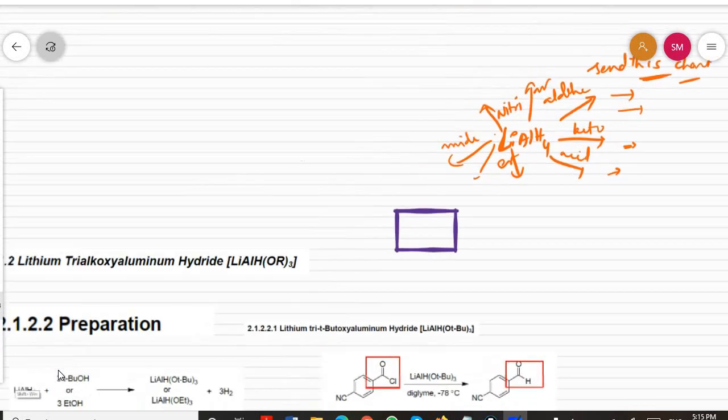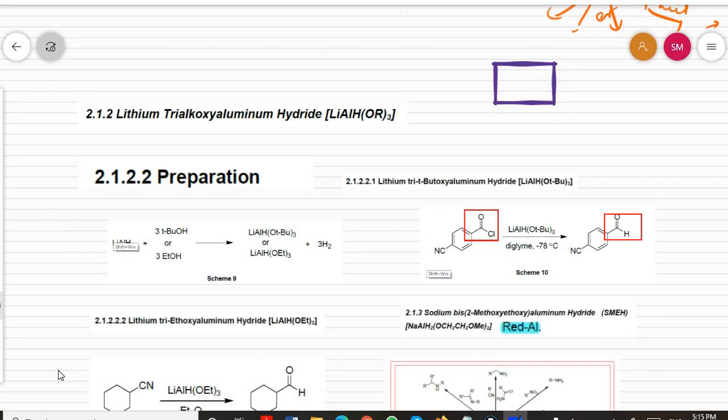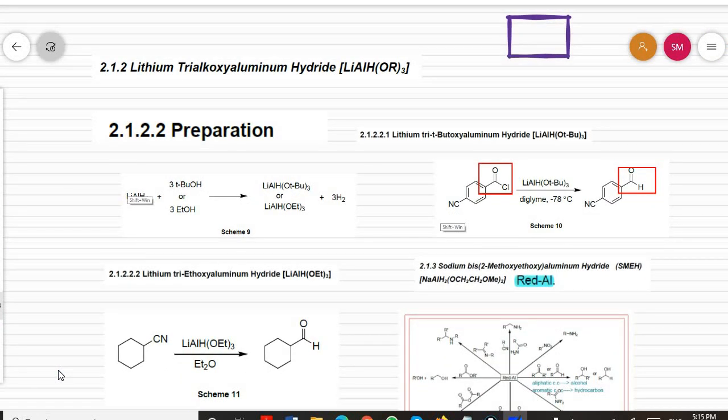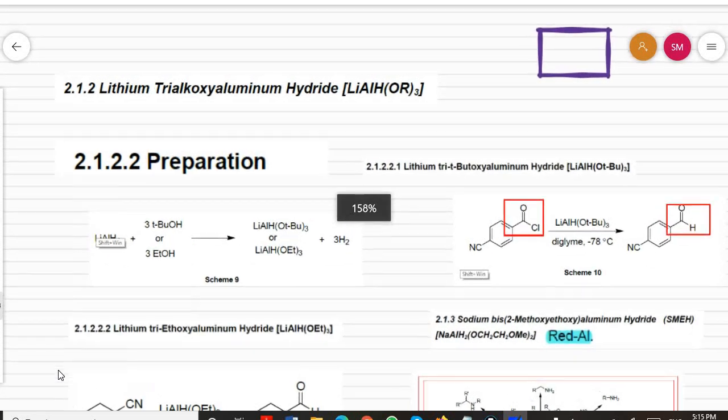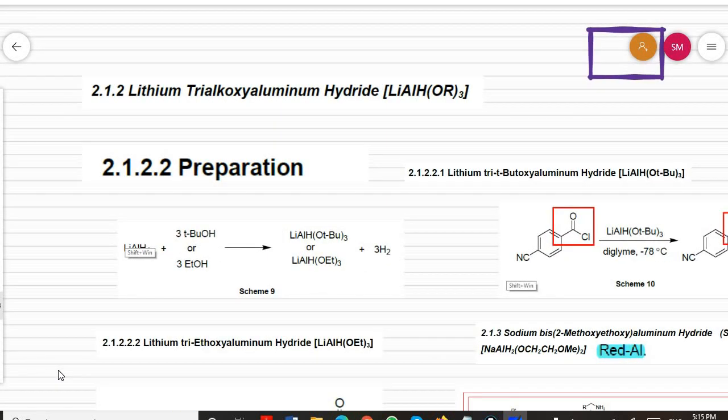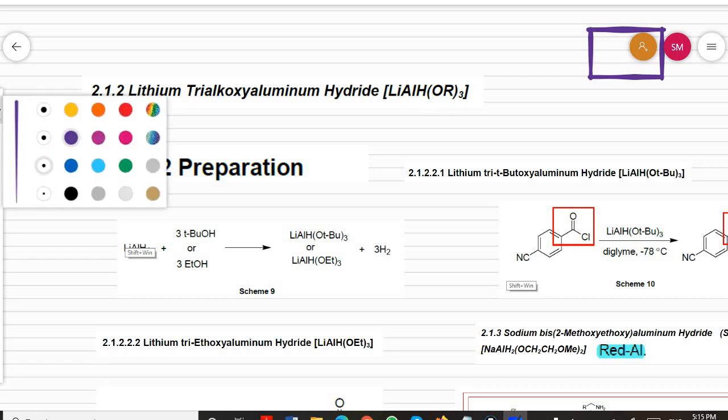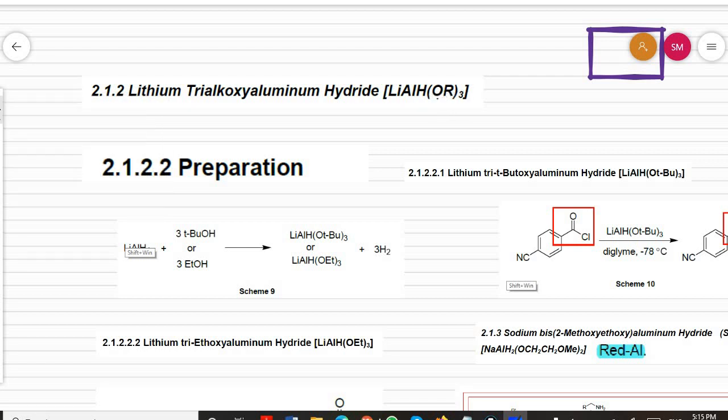So here I am going to introduce one more reagent, which is also a reducing agent: lithium trialkoxy aluminum hydride. Here the modified thing is that alkyl groups are going to add. So the trialkyl groups are going to add with the lithium aluminum hydride.